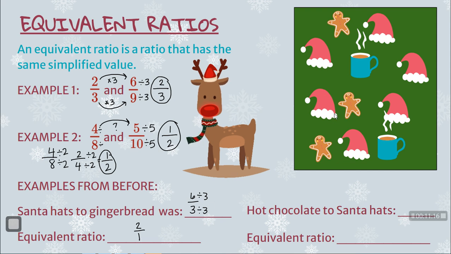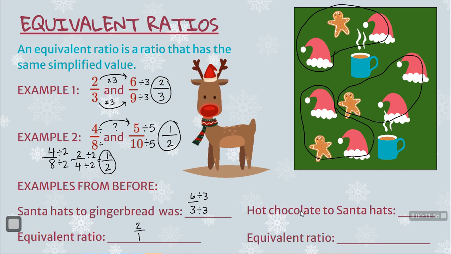And we can kind of make groups of that if we wanted to see that. We can see, okay, here's 2 Santa hats and 1 gingerbread cookie. Here's 2 Santa hats and 1 gingerbread cookie. And then up here, there's 2 Santa hats and 1 gingerbread cookie. So they kind of match up together. That's why the equivalent ratio works, because we can also see that comparison within our example.